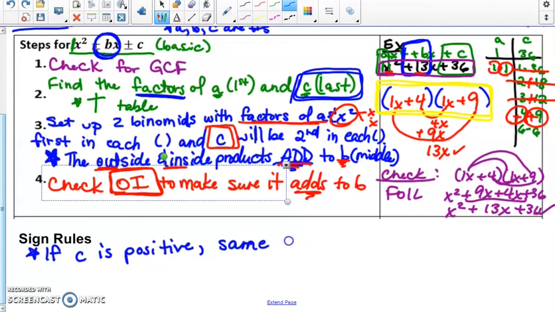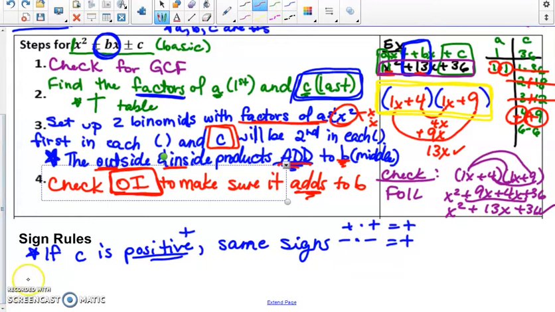So if C is positive, we'll have the same signs. And that's because a positive times a positive is still positive, and a negative times a negative is positive. So a negative times a negative makes a positive.